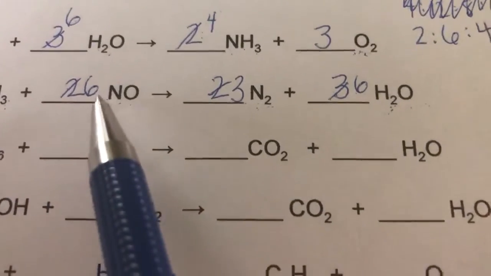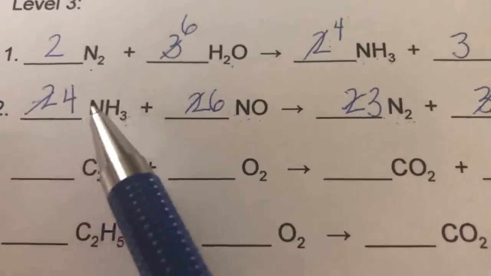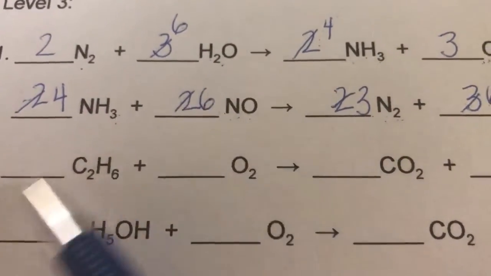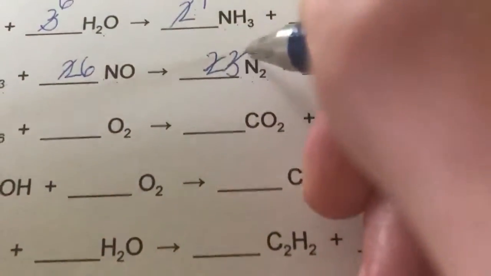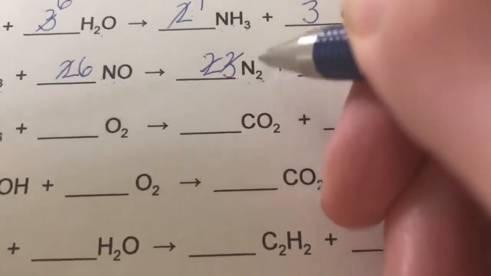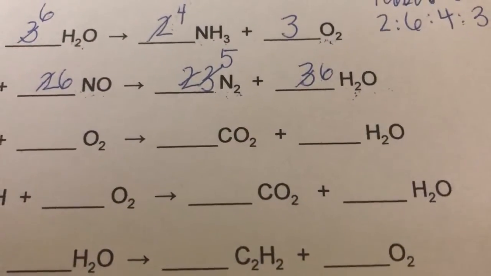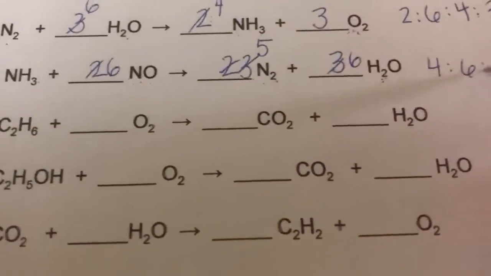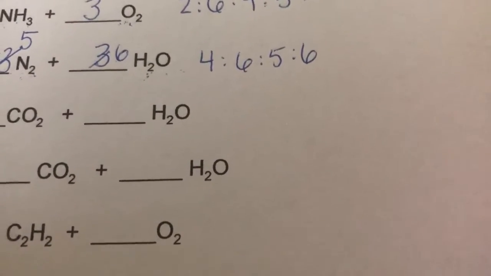But what does that do to my nitrogens? So if I come over here, now I have 4 nitrogens plus 6 nitrogens, and 4 plus 6 is 10. So in order to get 10 nitrogens, my coefficient here has to become 5. And my ratio for this guy is going to be 4 to 6 to 5 to 6, its lowest whole number ratio.